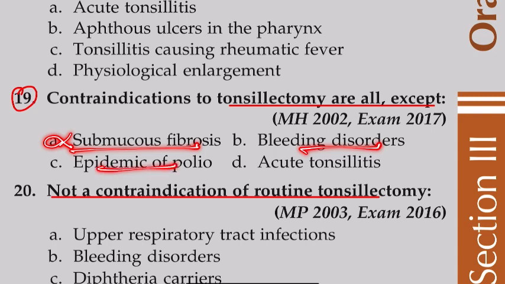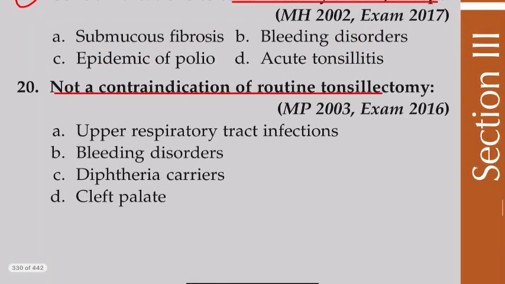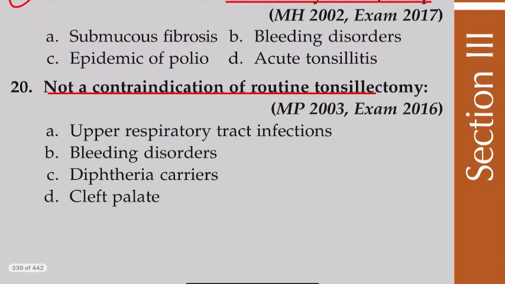Epidemic of polio, it is absolute. Acute tonsillitis, yes, it is also what? Indicate. It is also what? Indication, contraindication, right? Not contraindication of routine tonsillectomy. Upper respiratory tract infection, it is contraindicated, right? Bleeding disorder, it is contraindicated. Diphtheria caries and cleft palate. Cleft palate, what? Diphtheria caries is what? Not a contraindication, right? Diphtheria caries.